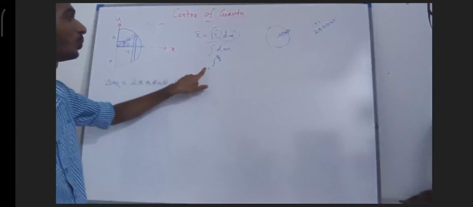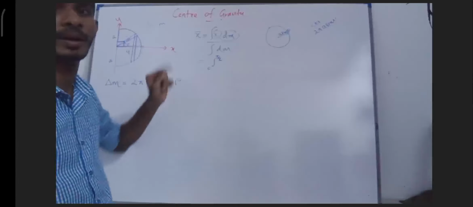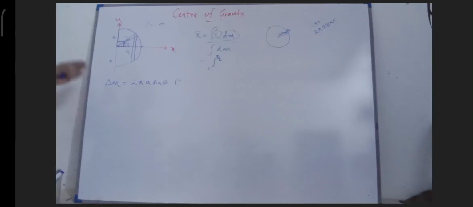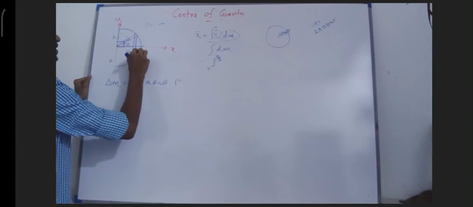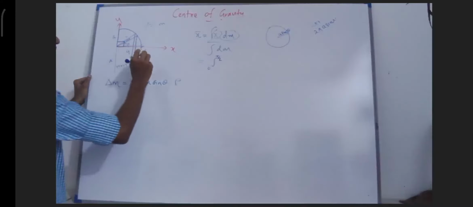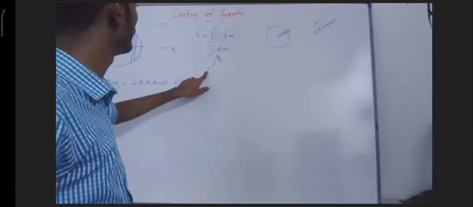So here you don't need to put minus pi by 2. You will end up with a wrong answer. So the limit is 0 to pi by 2. Okay, so when I chop it, earlier I was chopping slices, I mean small thin pieces. But here I am chopping the shell. So the limit will be 0 to pi by 2 only.